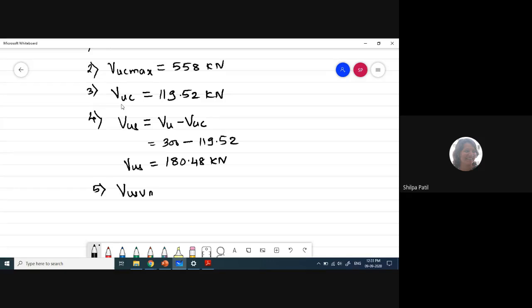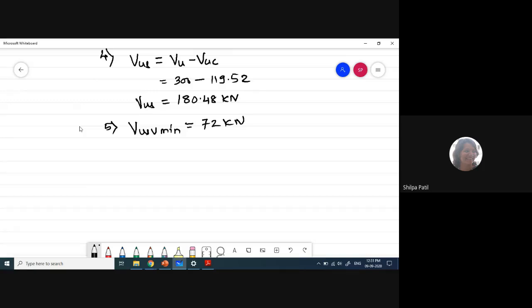Now the next step, the shear force resisted by minimum shear reinforcement, VUSV minimum. The formula is 0.4 BD. Nothing is going to change as per zone 1, so whatever we have calculated in zone 1 will remain same: 72 kilonewton.